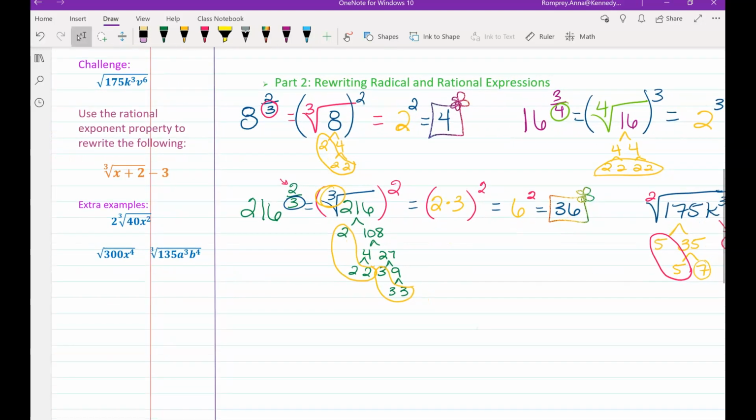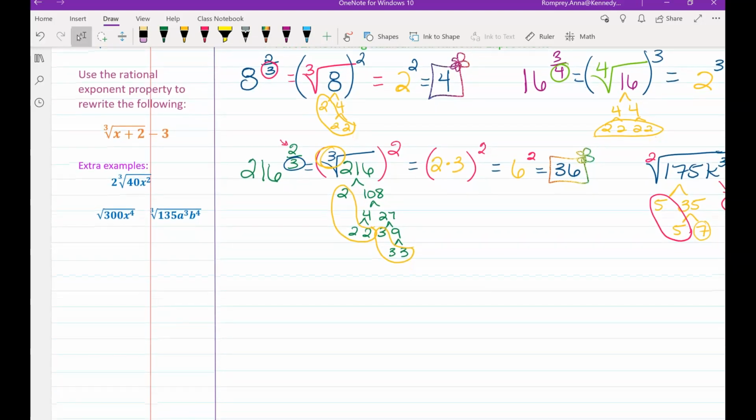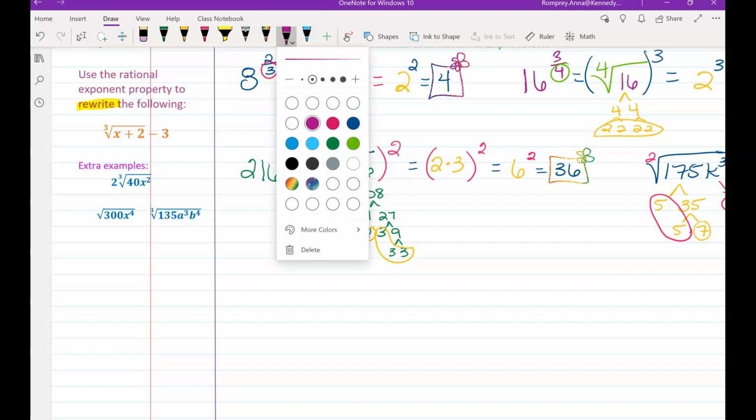All right, so let's look here. The rational exponent property to rewrite the following. Now pay attention to our directions, because for this problem, it just wants us to rewrite. Like there's not really anything to simplify. So it's just having you look at, let's see, making sure you understand the pieces of the radical so that you can rewrite it. It's also going to have you utilize parentheses, and I want to get into that next.